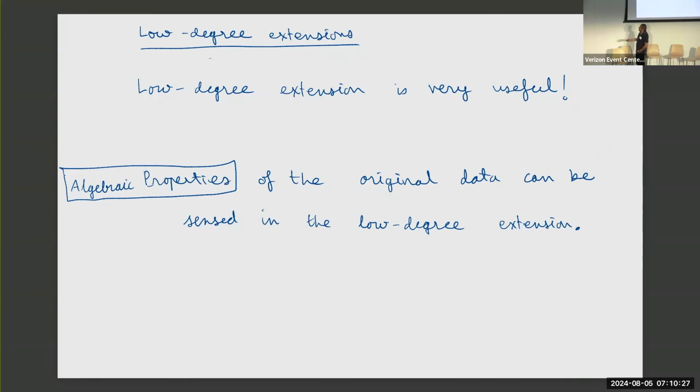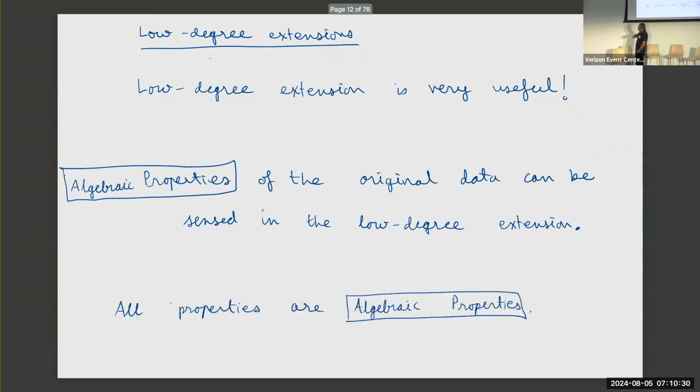And the other slogan, which is even more wrong, is that all properties are algebraic properties, and this is because polynomials come from addition and multiplication, and any property can be expressed in terms of addition and multiplication. And yeah, so there are some quantitative aspects which go in. How complicated an algebraic operation do you need to express your property? This is going to show up in this.